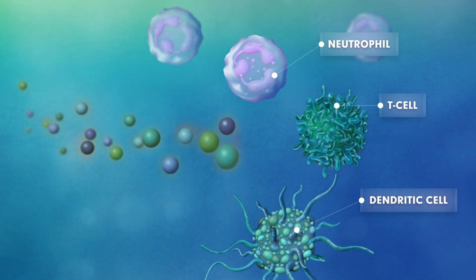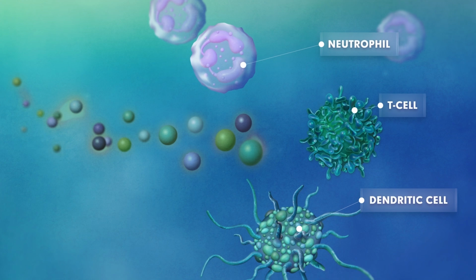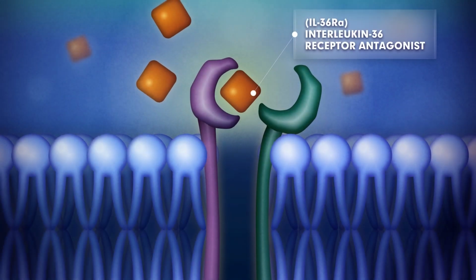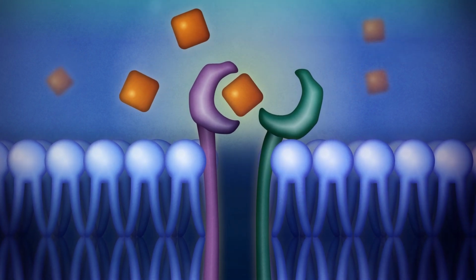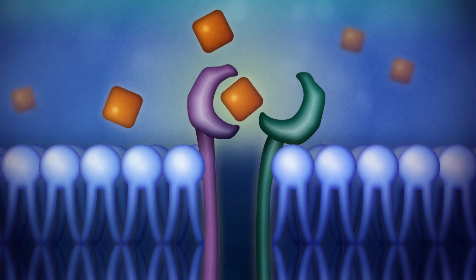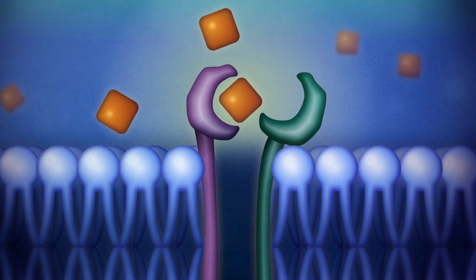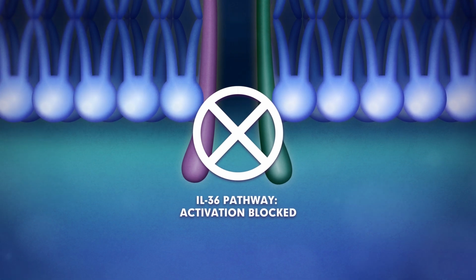Dendritic cells are activated by interleukin-36 and contribute to further inflammatory responses. Conversely, binding of the interleukin-36 receptor antagonist to the receptor restrains overactivation of interleukin-36 signaling by preventing recruitment of the accessory protein and blocks activation of downstream inflammatory responses.